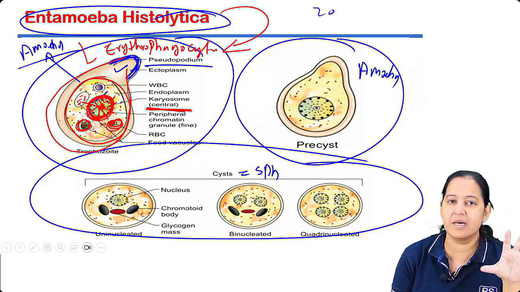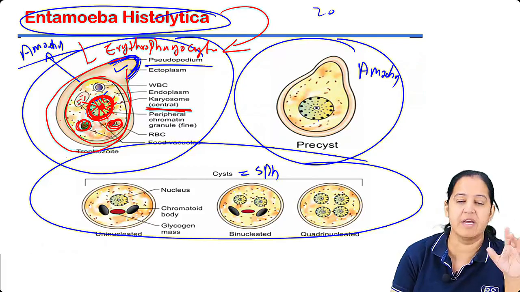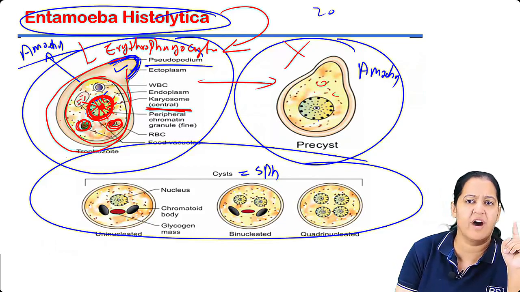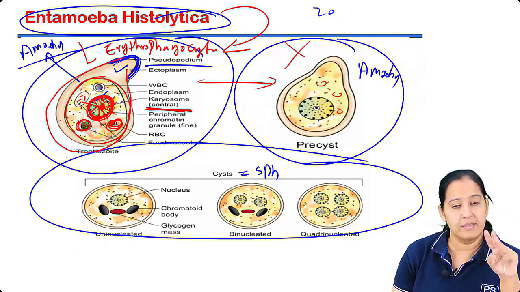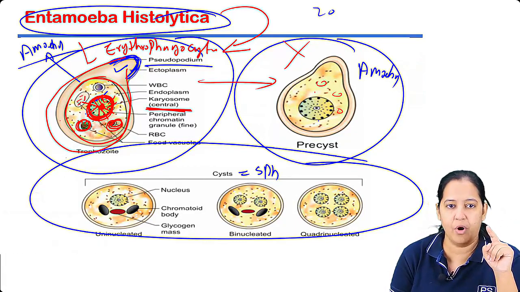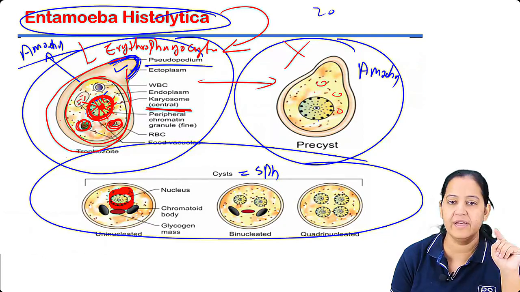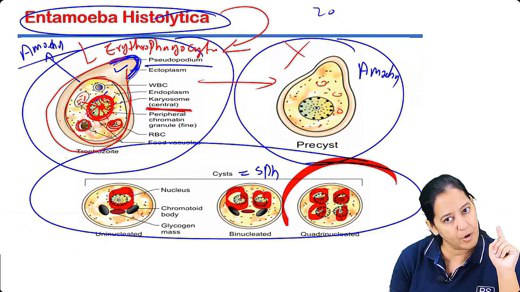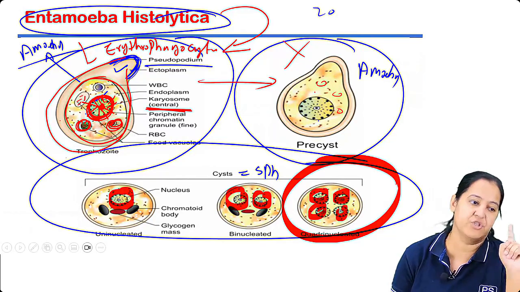This is the precyst. This is the trophozoite. The precyst is nothing important. It's like the trophozoite only, but it doesn't have RBCs inside. The cyst: there are three types of cyst. Please see the three types of cyst. All of them are the same, all of them are spherical. The only difference is this is uninucleate, one nucleus. This is binucleate and this is quadrinucleate. The quadrinucleate is the one that matters for us. Quadrinucleate is the mature cyst.